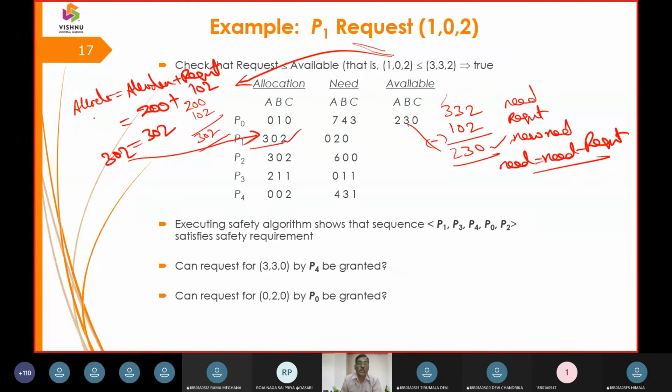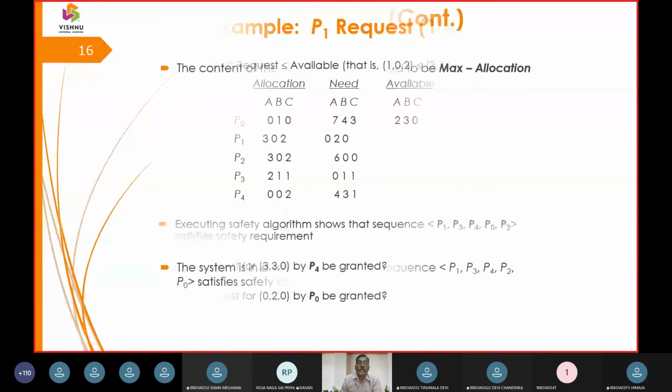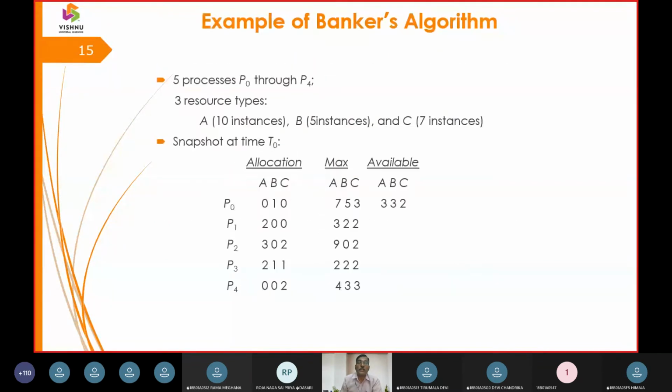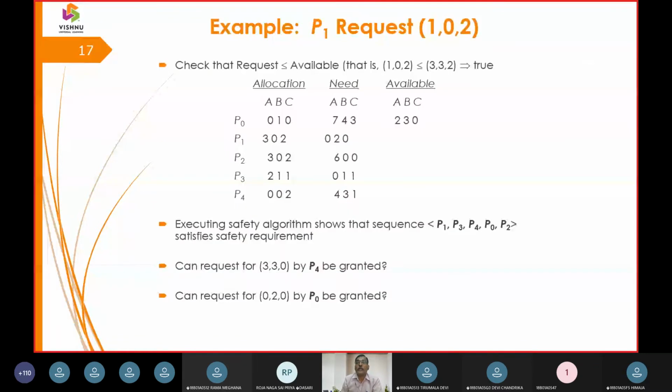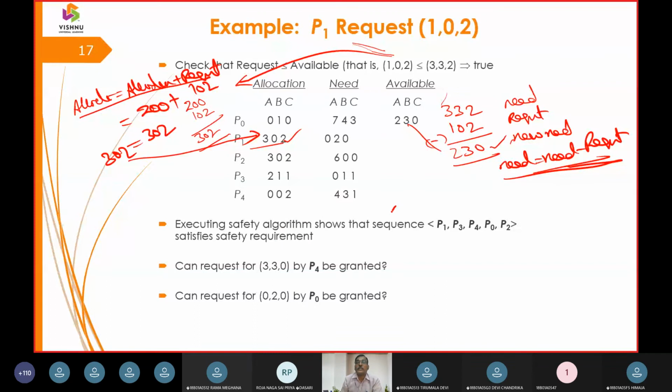Next we have made need equal to need minus request, and after that we have one more step to iterate, that is availability is equal to availability minus request. Sorry, this formula was here: availability is equal to availability minus request. So availability earlier was 332. Now we have subtracted 102, then you are going to get it as 230.